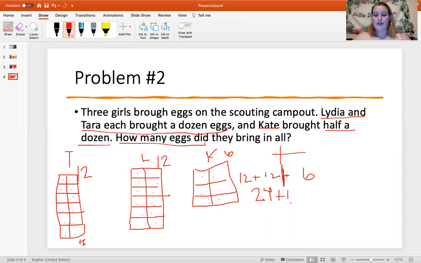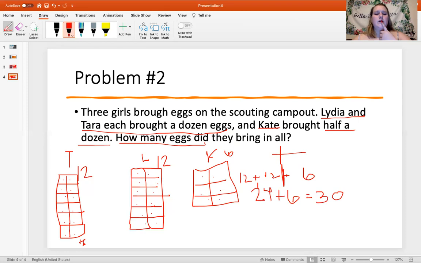Now I'm going to add 6. Looking at my ones places, I have a 4 and a 6. So 4 plus 6 is 10. So I'm going to place a 0 here and I'm going to carry my 1 because my 10's place is going to go over my other 10. 2 plus 1 is 3. And so 10 plus 20 equals 30.